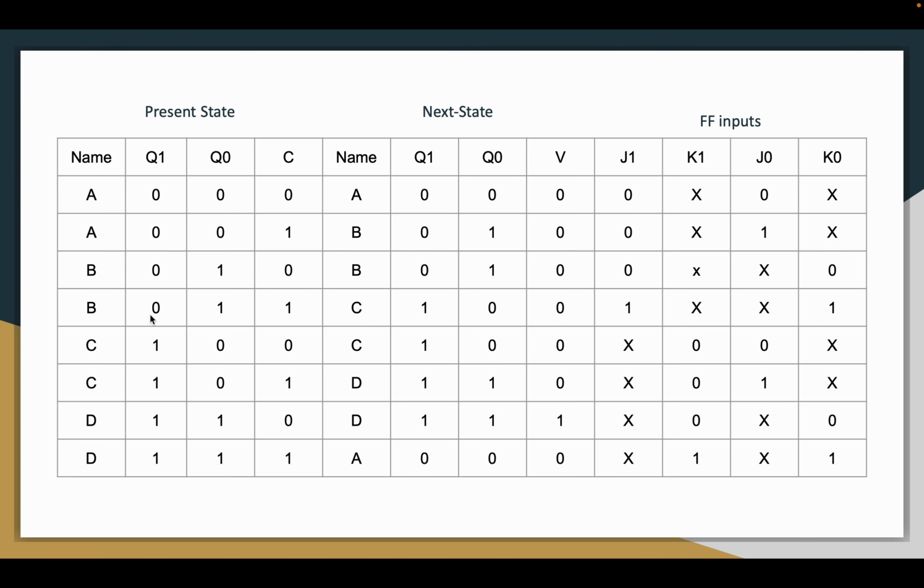So, as we can see over here, our present state is going to be whatever our inputs are, in different variations: 0,0,0 and 0,0,1, 0,1,0, 0,1,1, 1,0,0, 1,0,1, and then 1,1,0 and 1,1,1. Our next states are basically just going to be the next phase. So 0,0,0 goes to A, 0,0,1 to B, and so forth, with 0 to B, 1 to C, 0 to C, 1 to D, 0 to D, and then it repeats back to A.